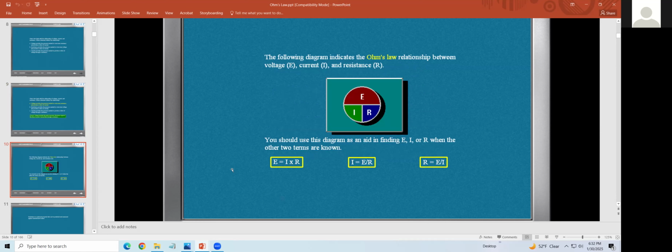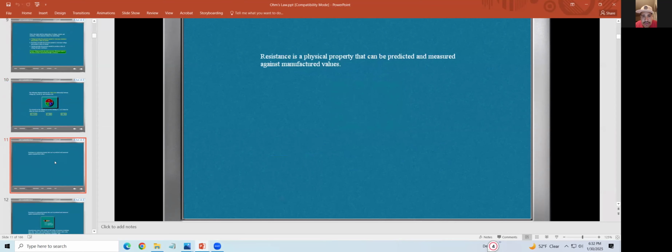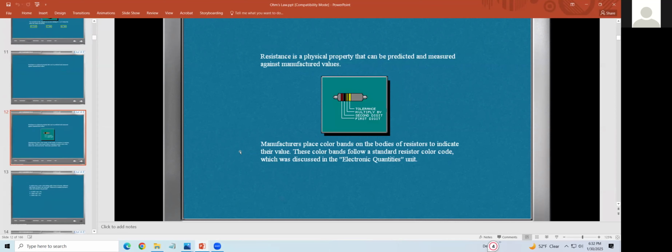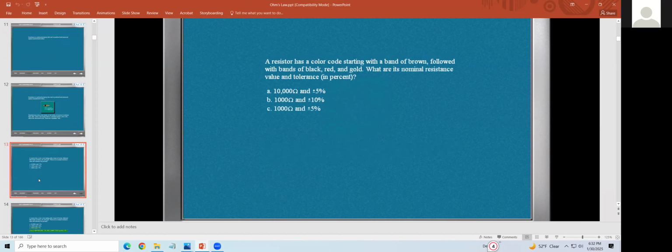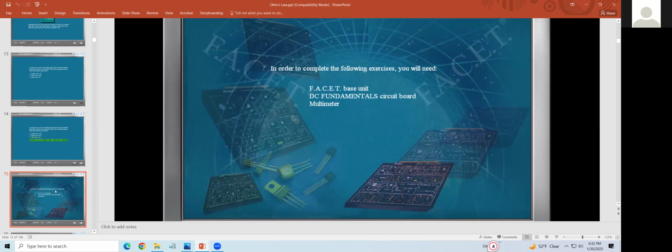We just talk to you. E equals I R, I equals E divided by R, R equals E over I. You keep going. And now they're talking about resistors using the color code. I just keep going. If you don't know, you click it and they give it to you.